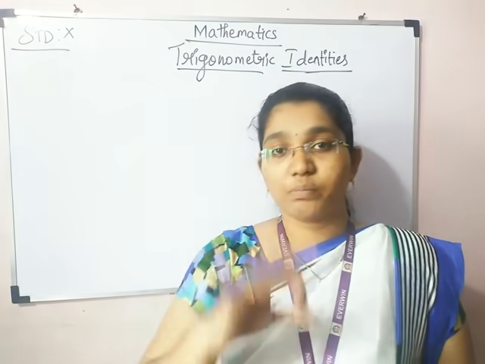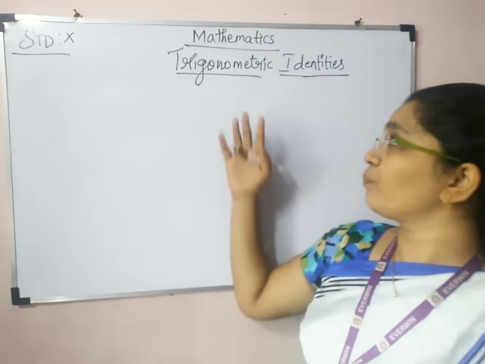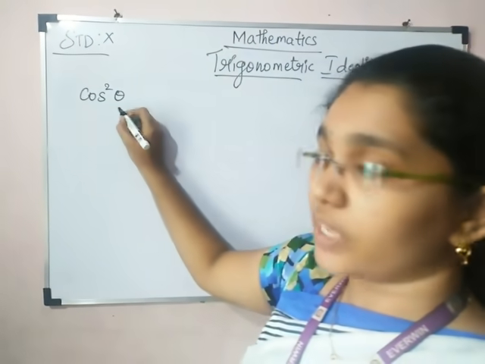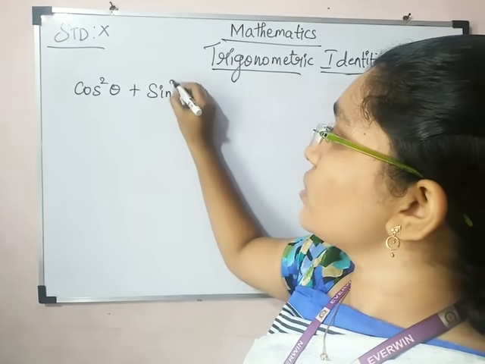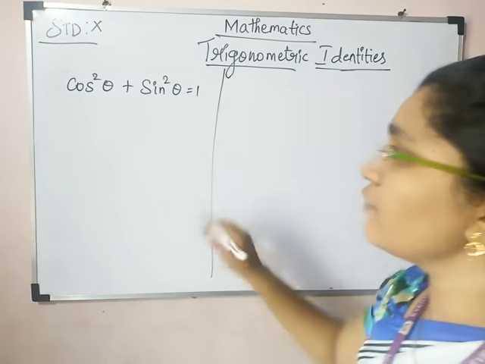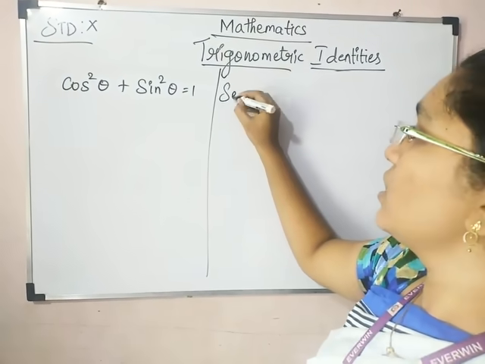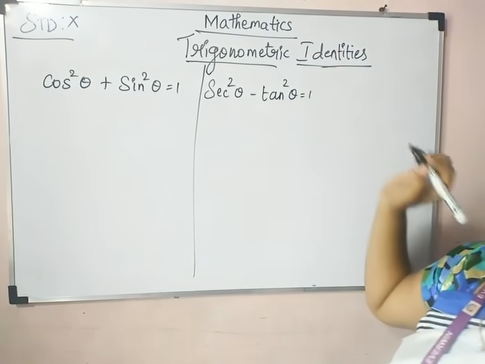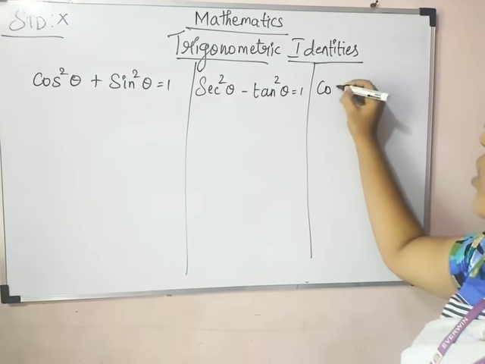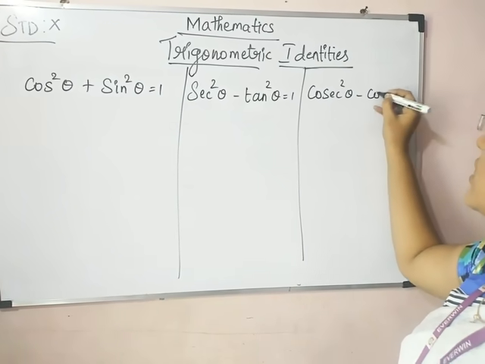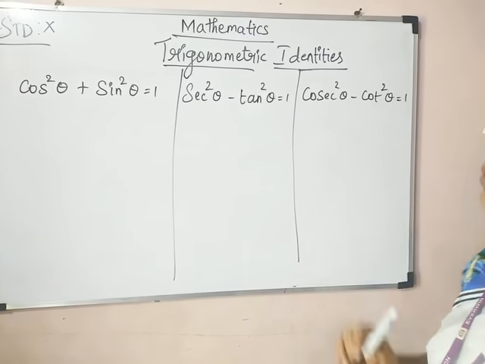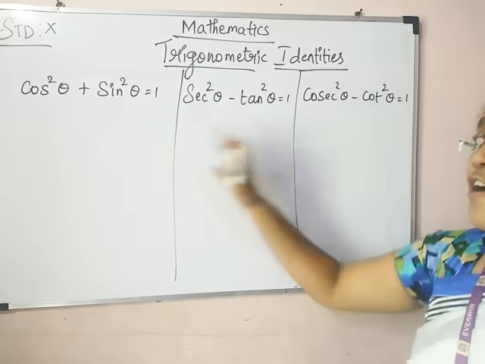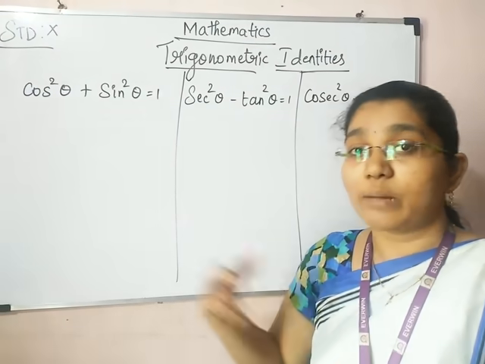First, three basic identities in trigonometry. The first one: cos square theta plus sin square theta is equal to 1. This is the first identity. The second one: secant square theta minus tan square theta is equal to 1. And the next one: cosecant square theta minus cot square theta is equal to 1. These are the three basic trigonometric identities. From these three, we are going to derive supplementary identities.